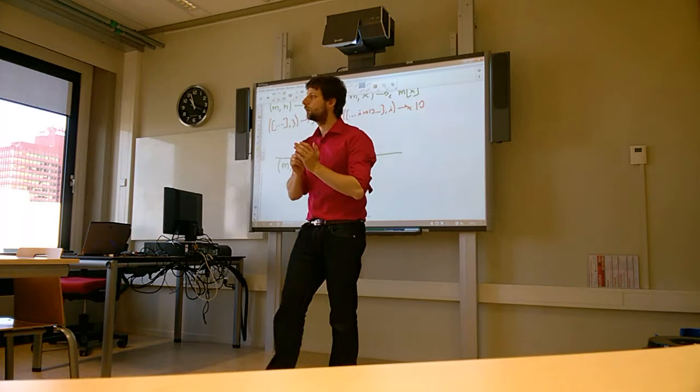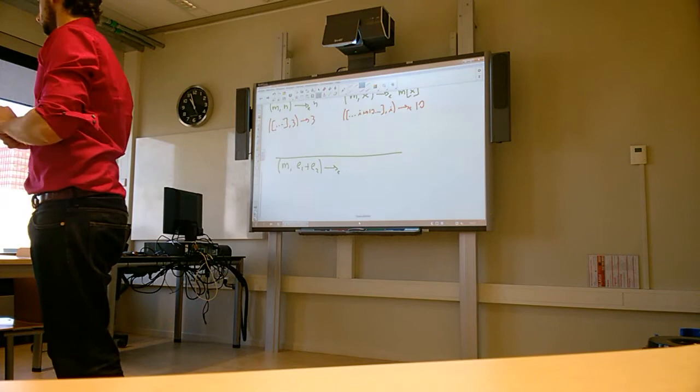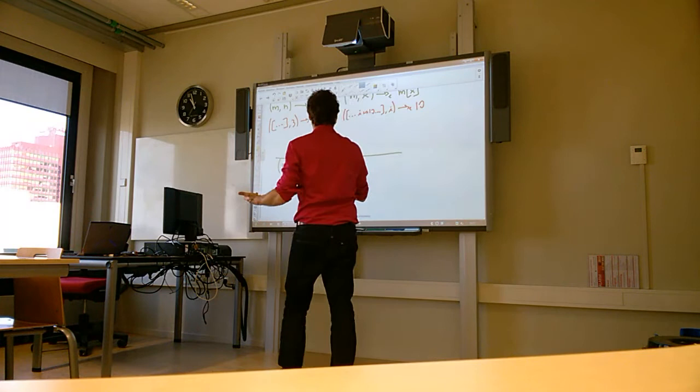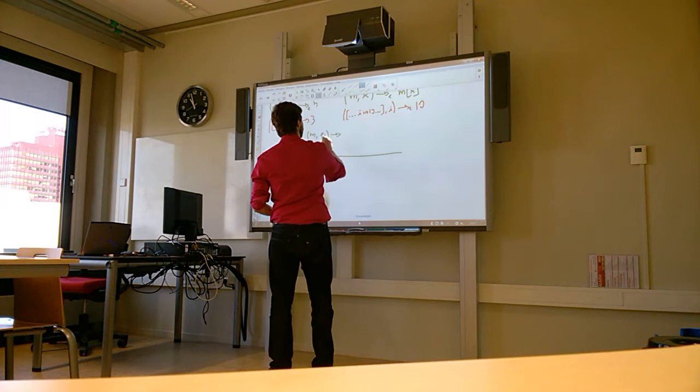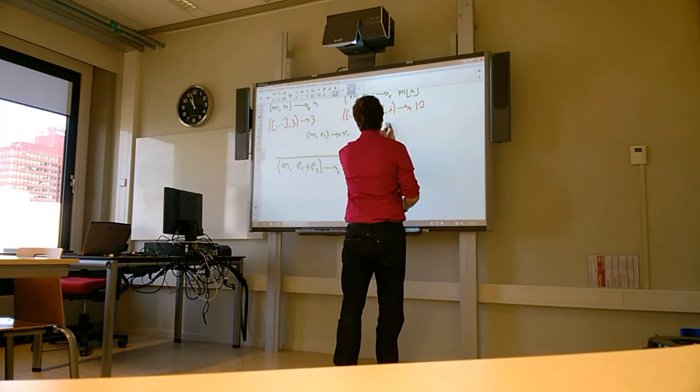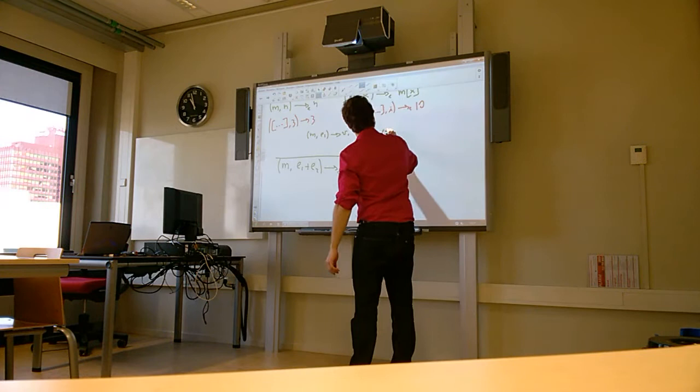I wonder what memory we are going to use to evaluate E1. Why not the same? Shall we use the same? Do we have alternatives? No, we do not have alternatives. So m, e1 is going to return something. So v1. Then we evaluate m, e2. And what do I get? V2. Now, to be able to add v1 and v2, what do they need to be?